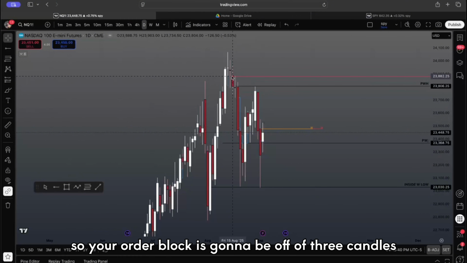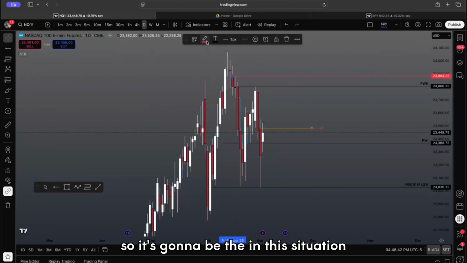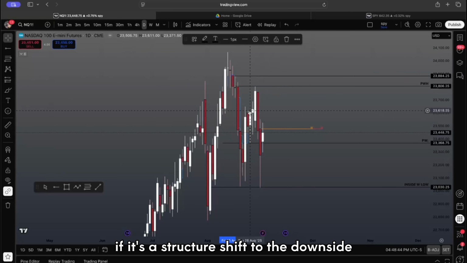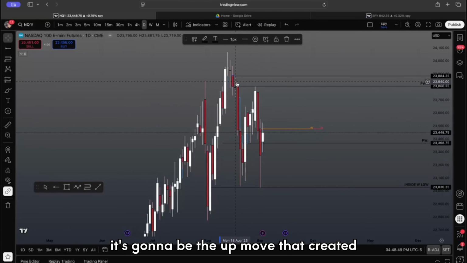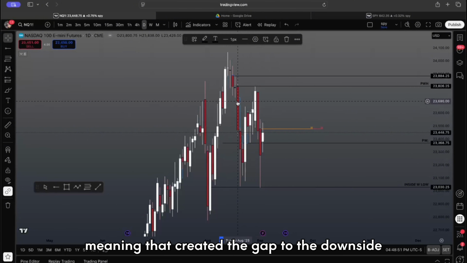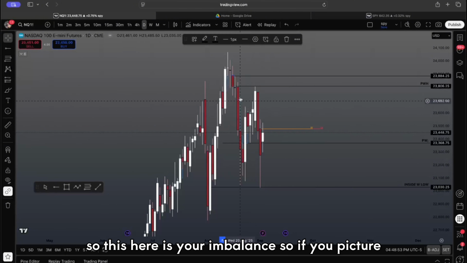So your order block is going to be off of 3 candles. In this situation, if it's a structure shift to the downside, you're going to have a bearish order block. It's going to be the up move that created the manipulated move, meaning that created the gap to the downside. So this here is your imbalance.